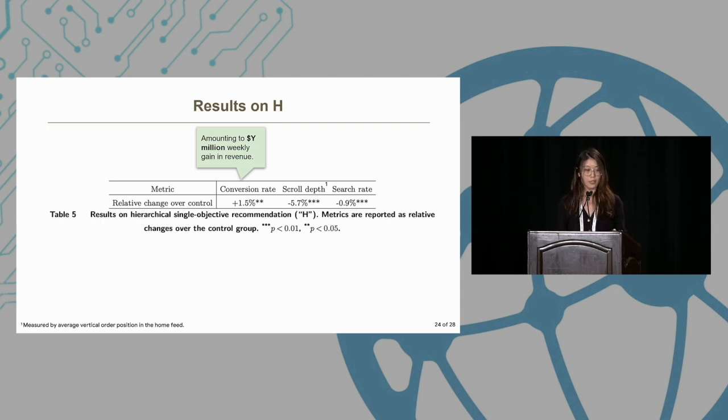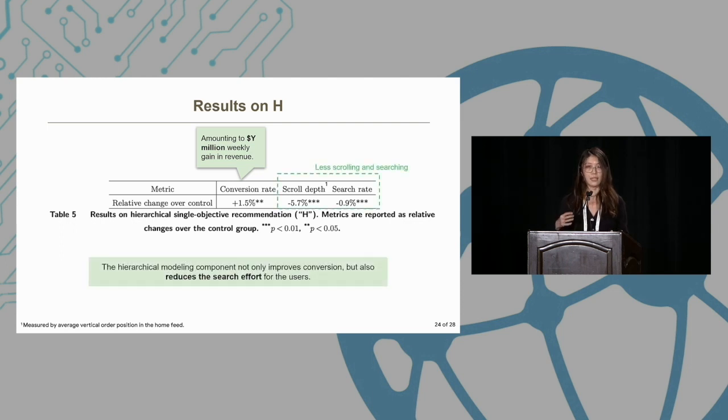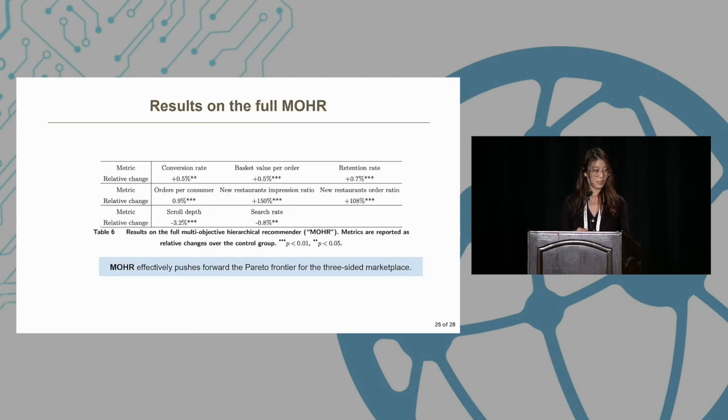And even more interestingly, we have seen a significant drop in the scroll depth and search rate from the users, meaning that with this step, the users on the platform do not need to scroll as much or go to the search tab to find what they want. This means that this hierarchical modeling step not only improves the single objective that we care about, which is conversion, but also reduces the search efforts for the users.